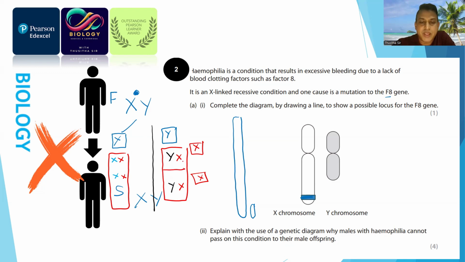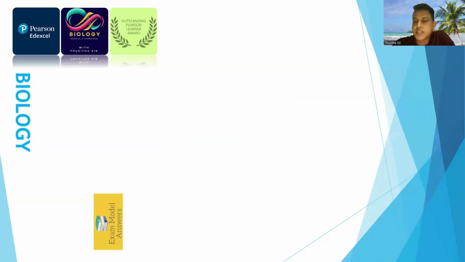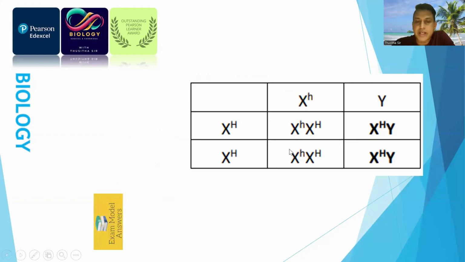Explain with the use of a genetic diagram why males with hemophilia cannot pass this condition to the male offspring. So let's say the red dot indicates hemophilia, the mutated allele, let's say simple h. So simple h always goes to the female side. It doesn't go to the male side. So I further showed this in this genetic diagram. So this is a complete genetic diagram.